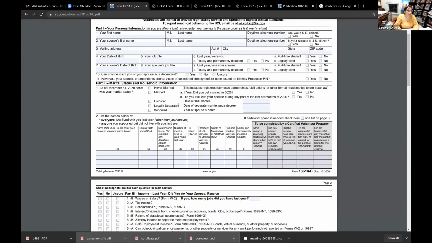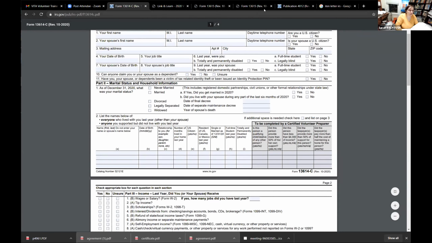Next, list the names below of everyone who lived with you other than your spouse, anyone you supported but did not live with you. And then we're going to go through these people and find out their names, date of birth to figure out the age of them, relationship to you, number of months they lived in your home, U.S. citizen, single or married, full-time student, totally disabled, and then what we're going to ask them is, is this person a qualifying child, a relative of anybody else? If we flip in our 4012s now to dependents, tab C, we have awesome flow charts and that sort of thing. Maybe I've got it pulled up. I do.